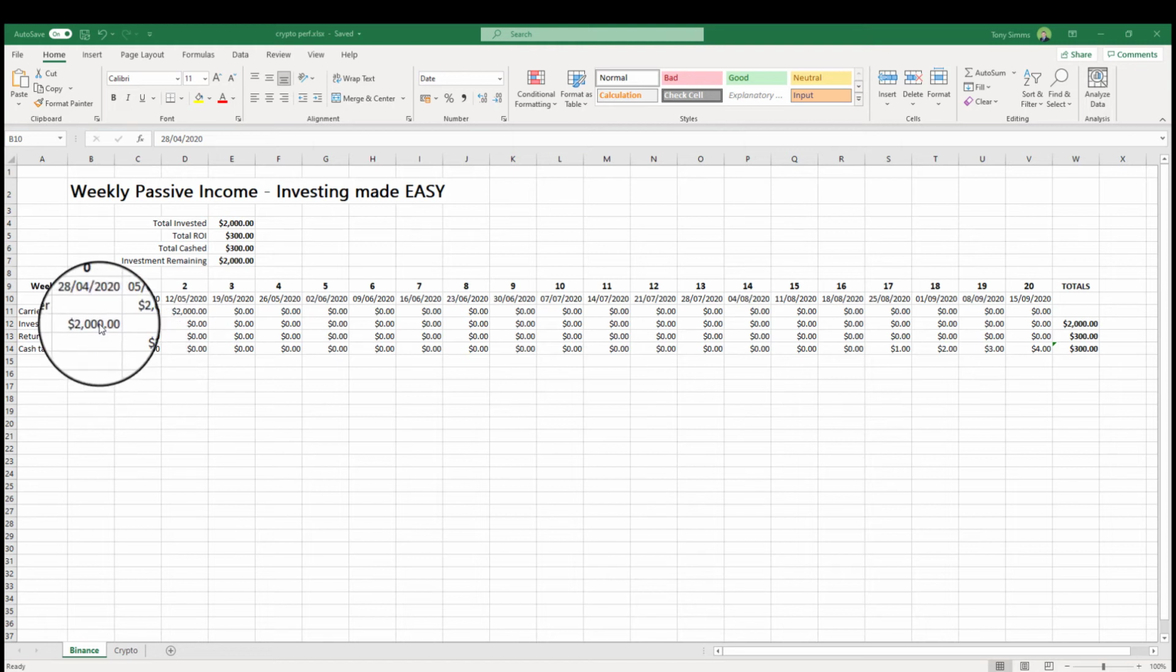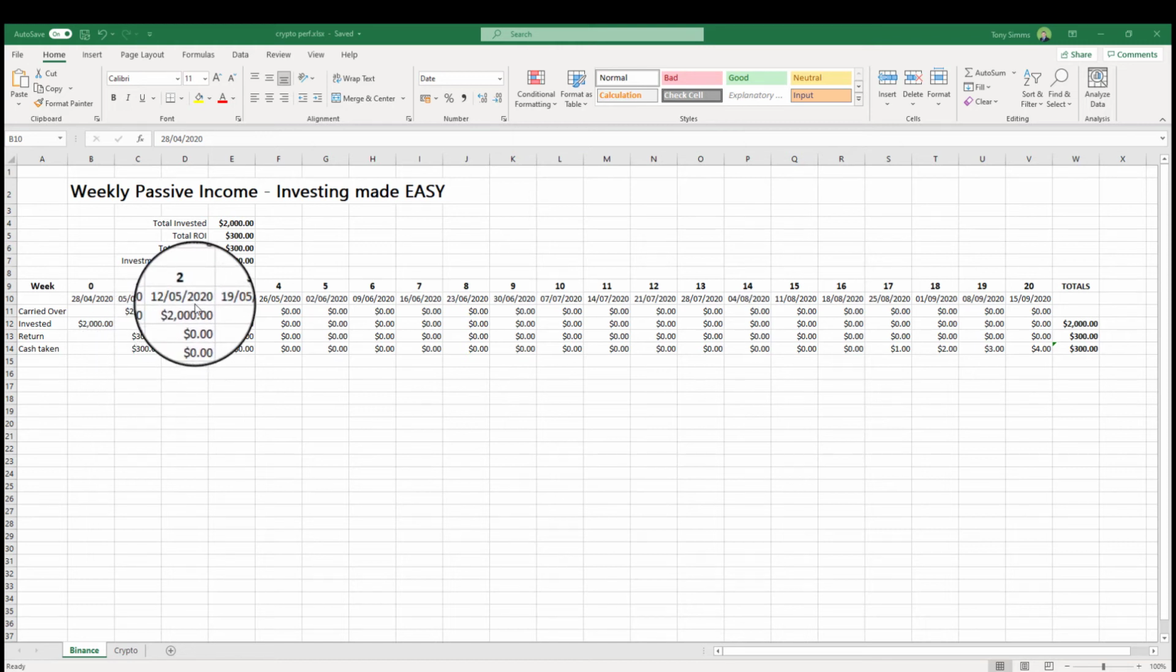So my investment was $2,000. It remains at $2,000, but my risk has dropped down to $1,700 because I've had $300 back. So my return on investment to date is $300. That $2,000 remains with David to invest, and this week I'll get the results. So hopefully I'll get another $300, and I'll take that $300 out, and that will reduce my risk further.